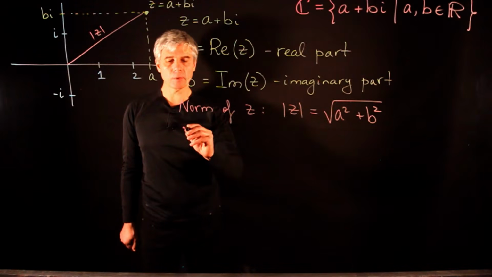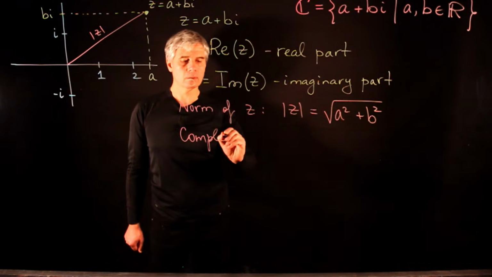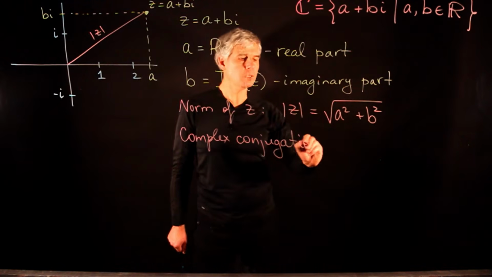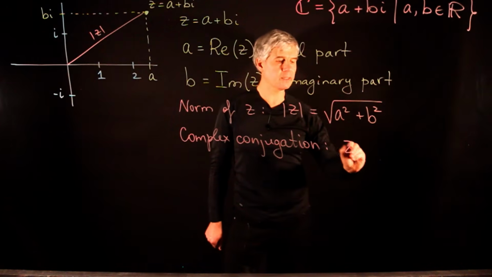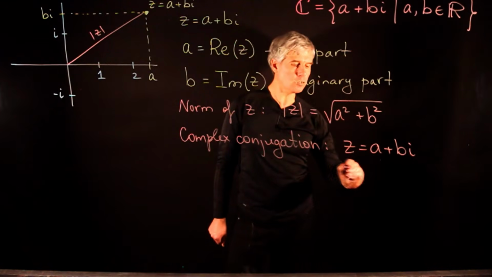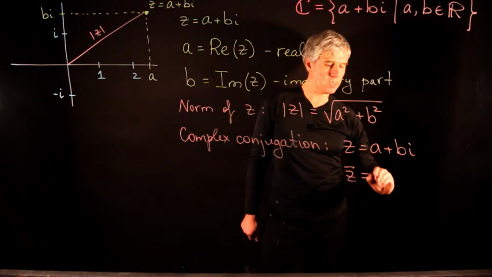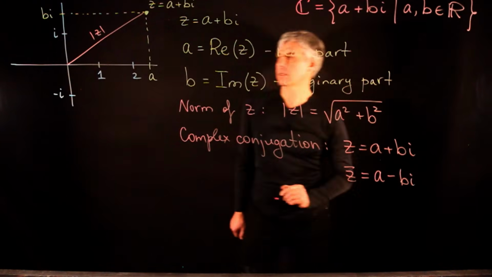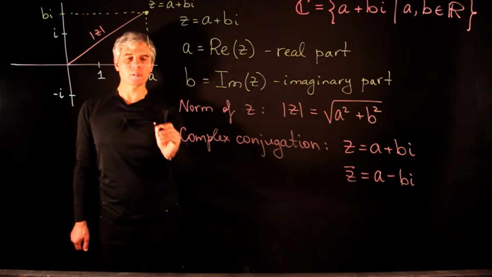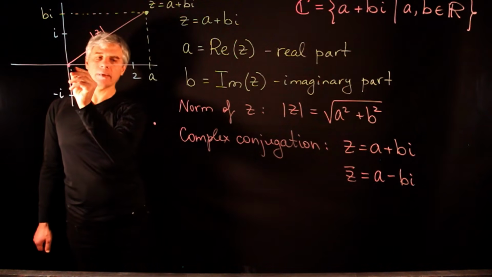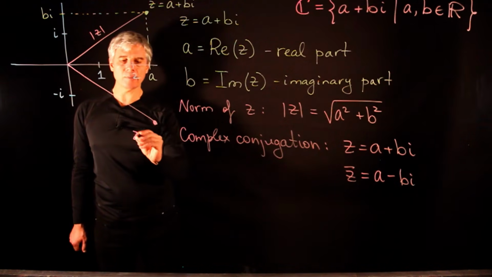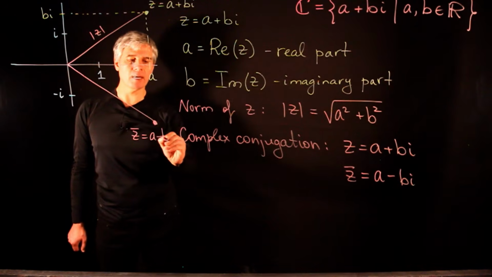Another operation that we will study is complex conjugation, and it's denoted with a bar. So if z is equal to a plus bi, then the complex conjugate, z bar, is the complex number a minus bi. Geometrically, this is a reflection with respect to the real line. So here, if z is this number, then its mirror image here is going to be z bar, which is a minus bi.